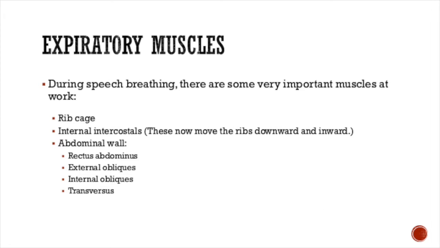During speech breathing, there are several expiratory muscles at work. The main ones are the muscles of the rib cage and the abdominal wall. The internal intercostals move the ribs downward and inward, which is the opposite of what the external intercostals do for inspiration. The abdominal wall consists of the rectus abdominis, external obliques, internal obliques, and transversus.